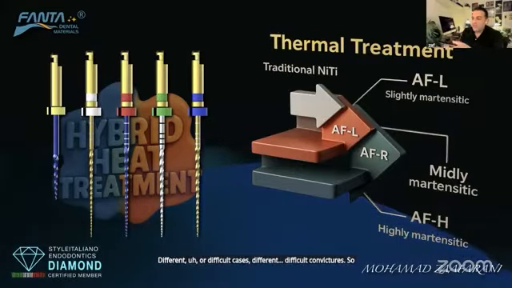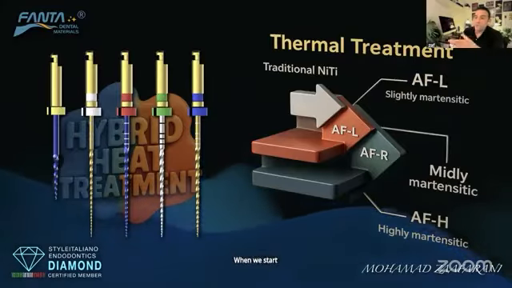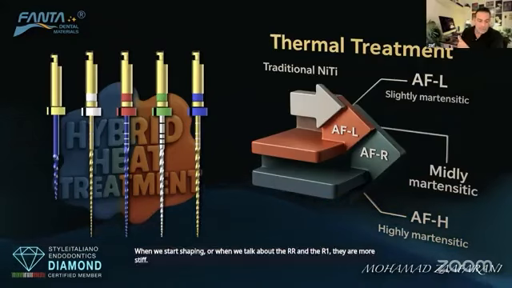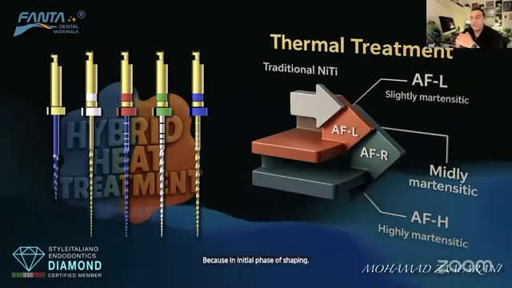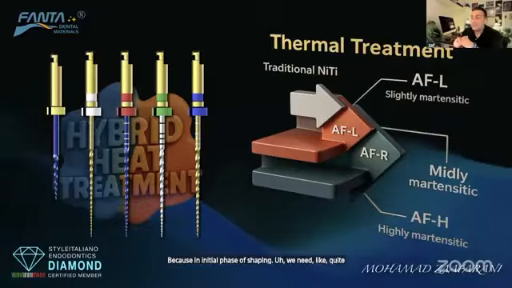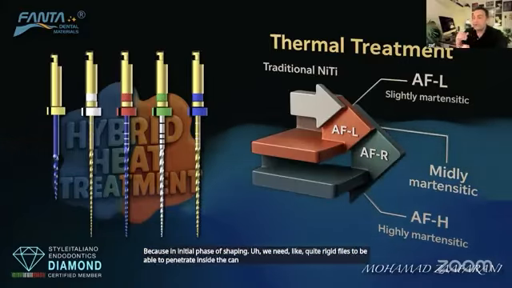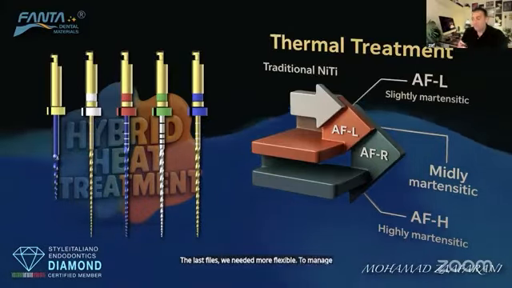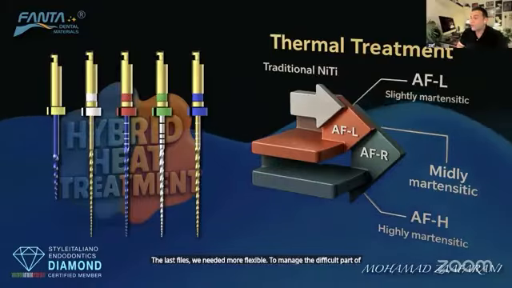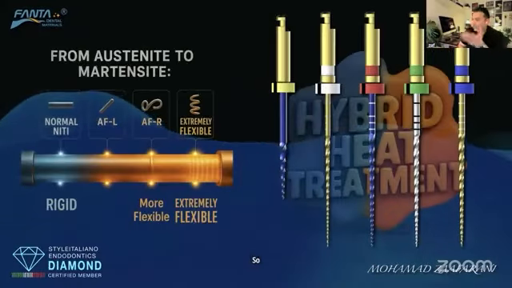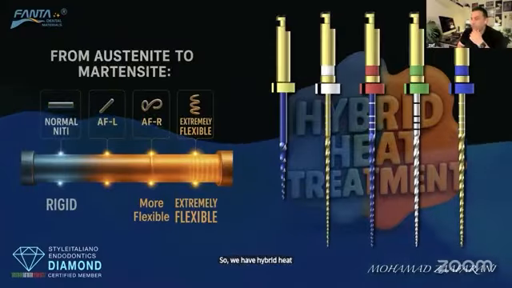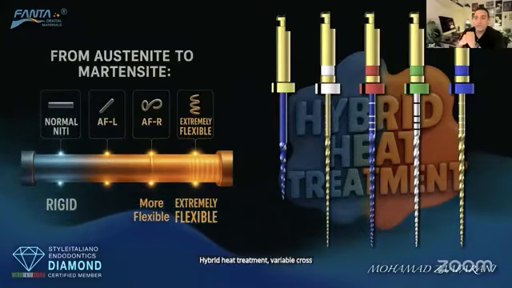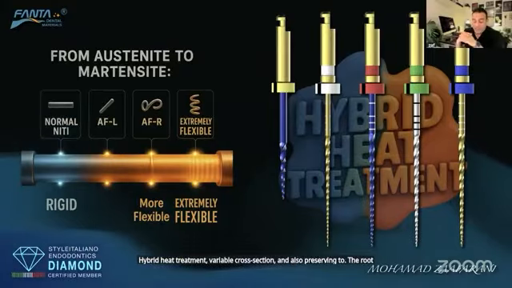So with our files, when we start shaping, the RR and the R1 are more stiff because in the initial phase of shaping, we need quite rigid files to be able to penetrate inside the canal. Going to the last files, we need them more flexible to manage the difficult part of the canal without causing any errors. So we have hybrid heat treatment also with RISING. So with RISING, we have hybrid heat treatment, variable cross-section, and also preservation of the root canal structure.